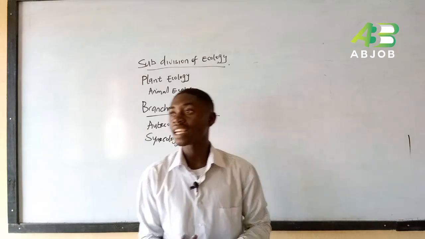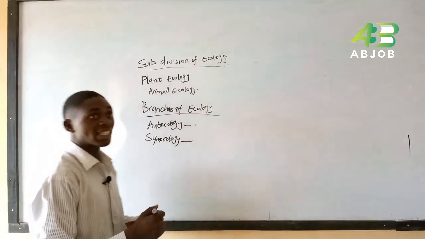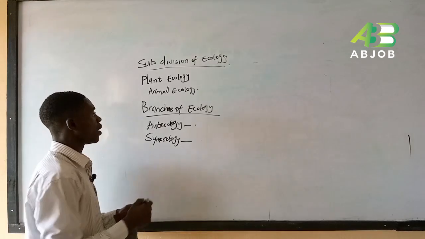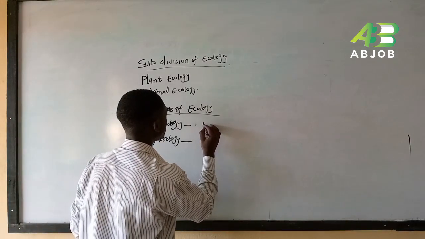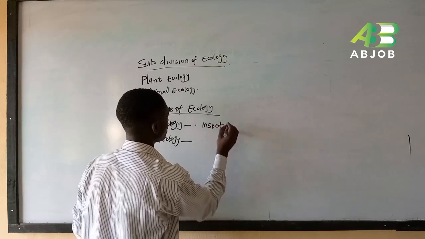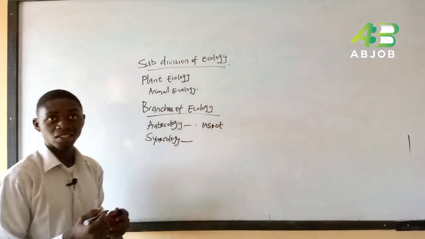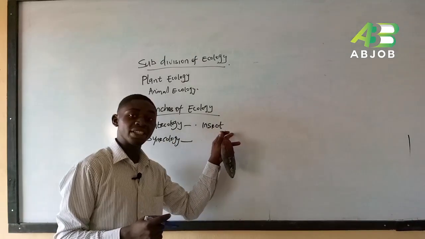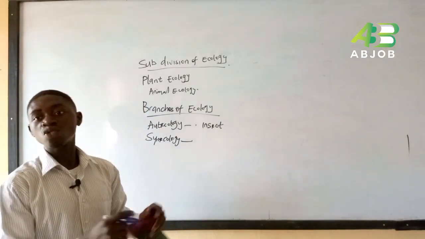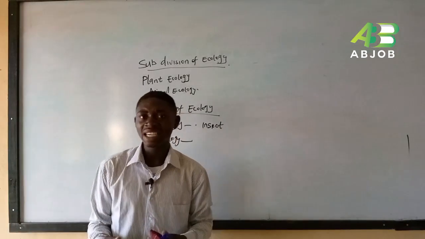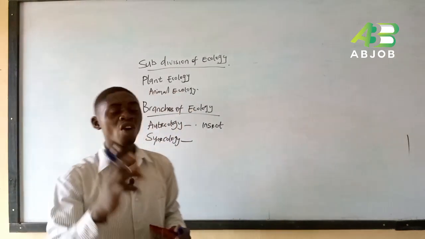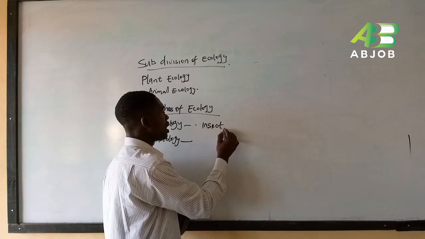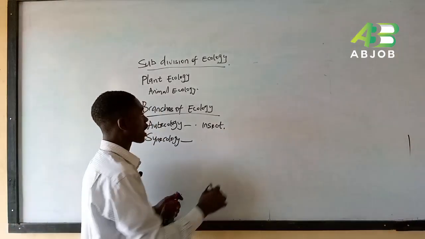Let us take insects, groups of insects in relation to their environment, how they feed, how they grow, how they reproduce. Now, groups under mammals. Let us take goats.